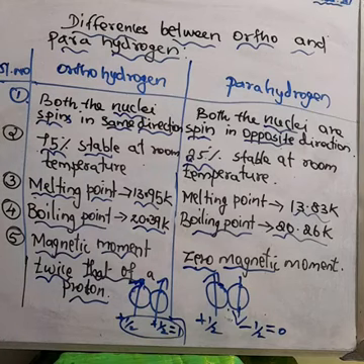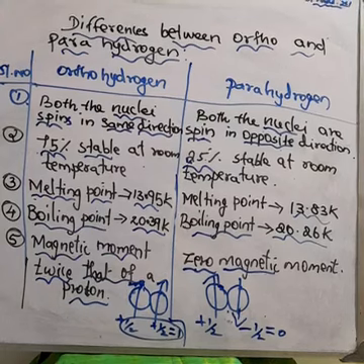What is the melting point? Ortho hydrogen 13.95 Kelvin, and para hydrogen melting point 13.83 Kelvin. Then what is the ortho hydrogen boiling point? 20.39 Kelvin. Para hydrogen boiling point is 20.26 Kelvin. After that, the fifth one, the magnetic moment: ortho hydrogen has a magnetic moment twice that of a proton, but para hydrogen has zero magnetic moment. These are the differences between ortho and para hydrogen.